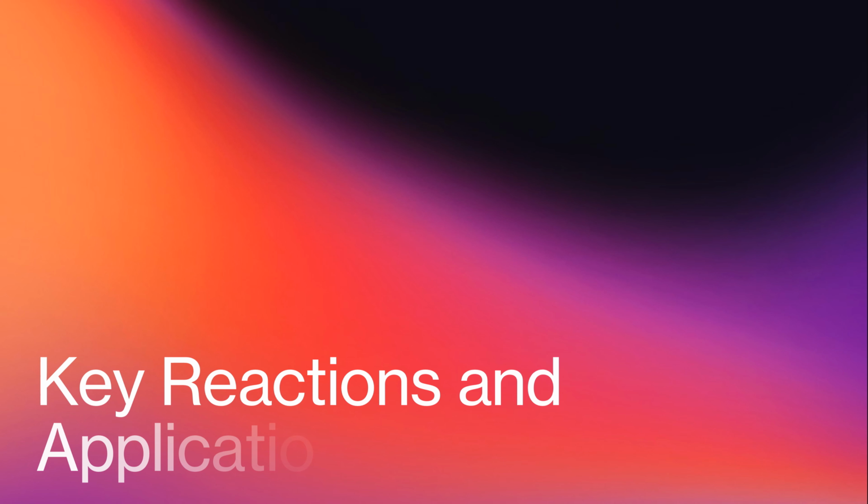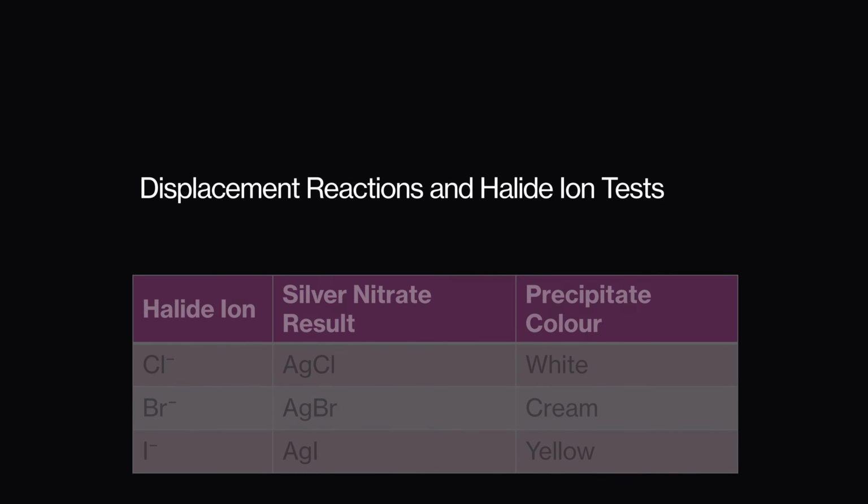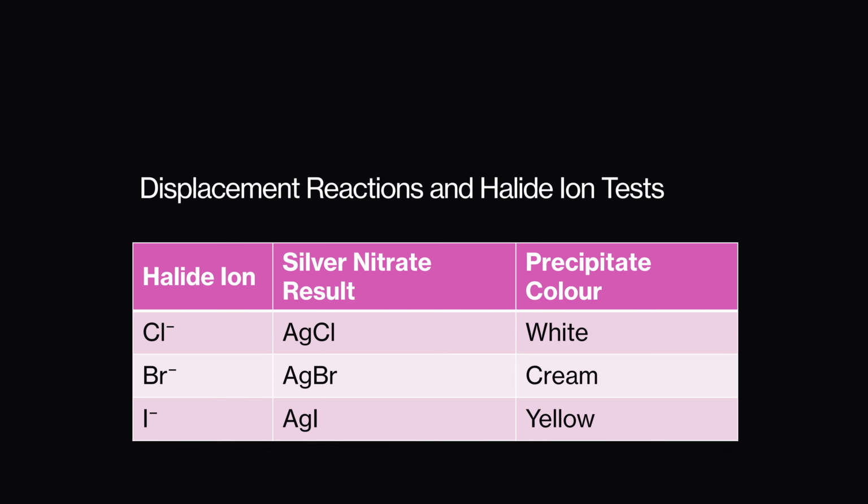Displacement reactions and halide ion tests, and uses of chlorine and environmental considerations. A more reactive halogen can displace a less reactive halide ion from an aqueous solution, providing clear visual evidence of reactivity trends. For example, adding chlorine water to potassium bromide solution results in the formation of orange bromine, indicating that bromide ions have been oxidized.